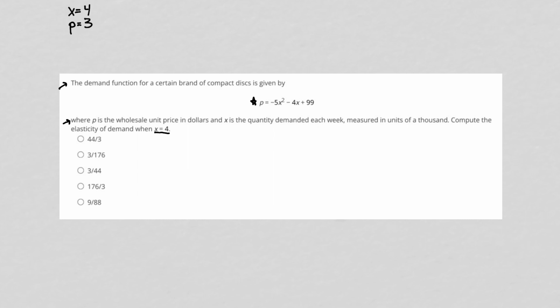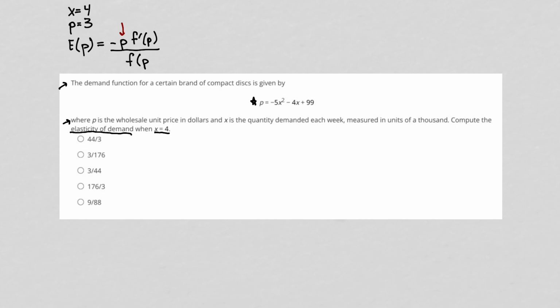Okay, what else do we know? Well, the question asks for the elasticity of demand. So there's a formula that we need to memorize or have in our notes for that. That formula is E of P, which stands for the elasticity of demand. Remember, P is price. So E of P is equal to negative P times F prime of P, all divided by F of P. Okay, so we have P, right? So we know that this is 3 here. But what we don't have is this F of P, right?